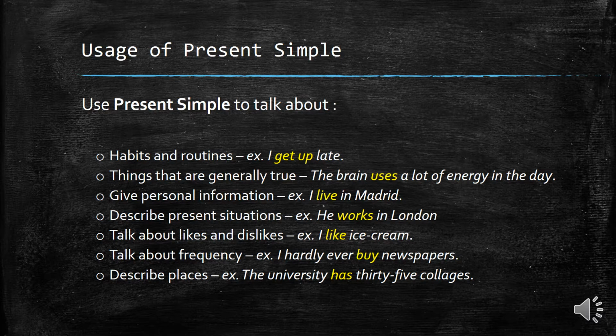Talk about likes and dislikes. I like ice cream. Talk about frequency. I hardly ever buy newspapers. Describe places. The university has 35 colleges.